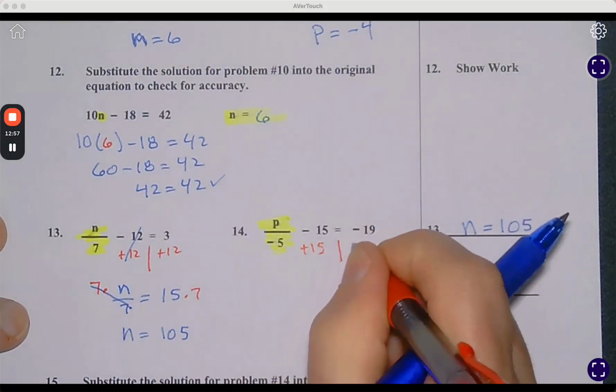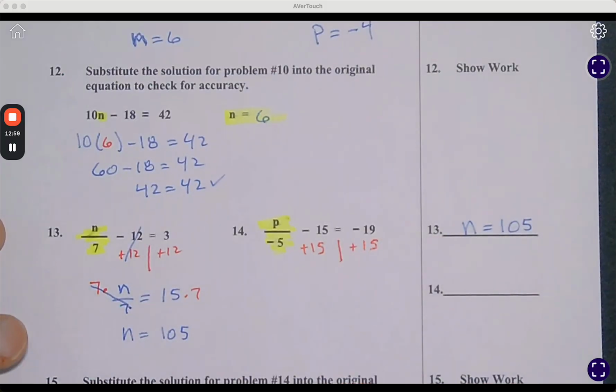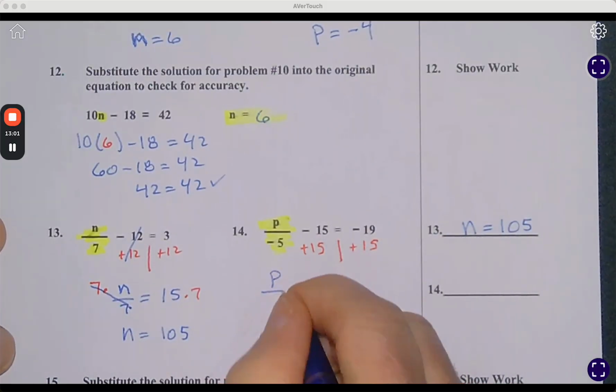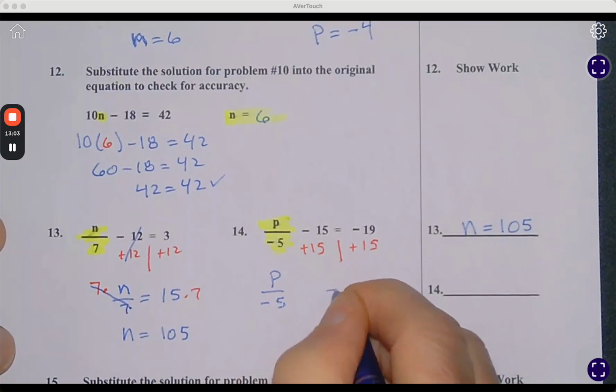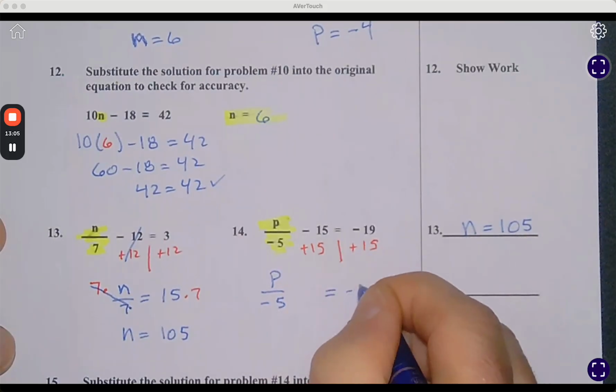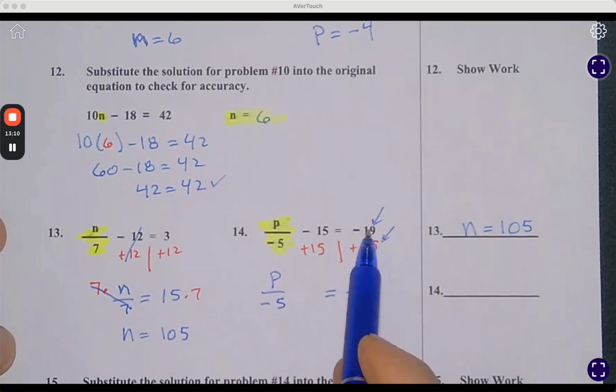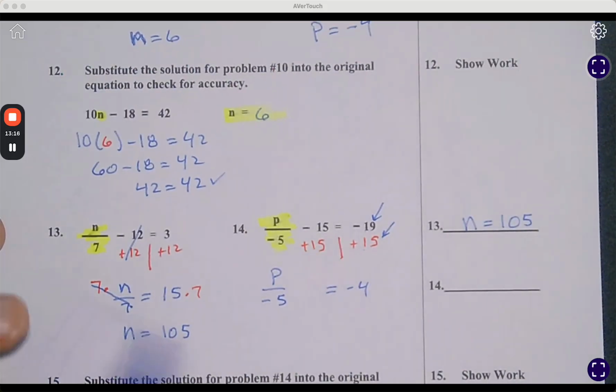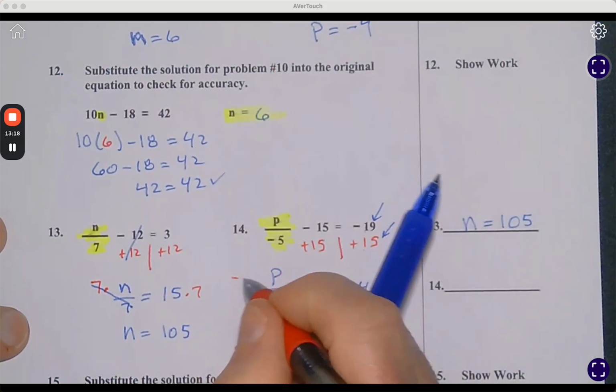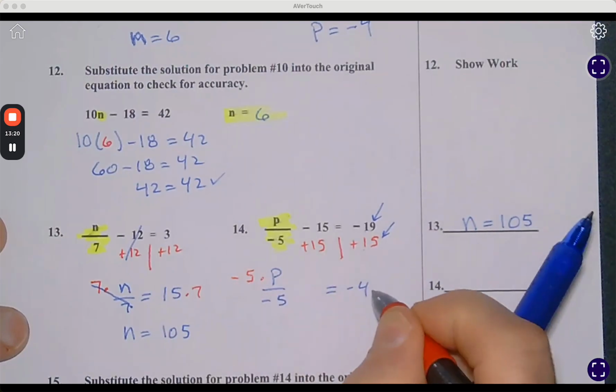Okay, undo your operation of subtraction. So that's addition, like so. So P divided by negative 5 is equal to negative 4, right? Do you have more negatives or more positives? You have more negatives. 15 of those cancels out with 15 of those. So I have 4 of those left.